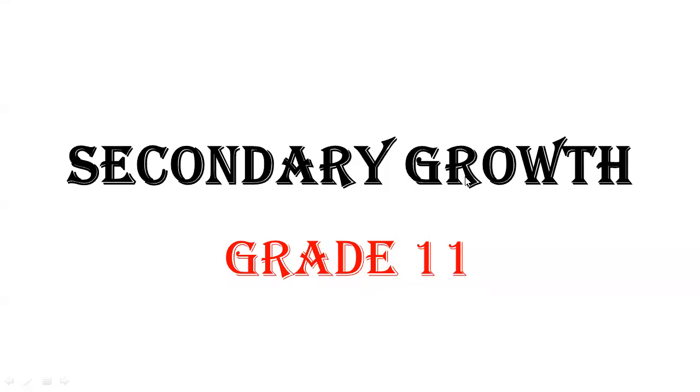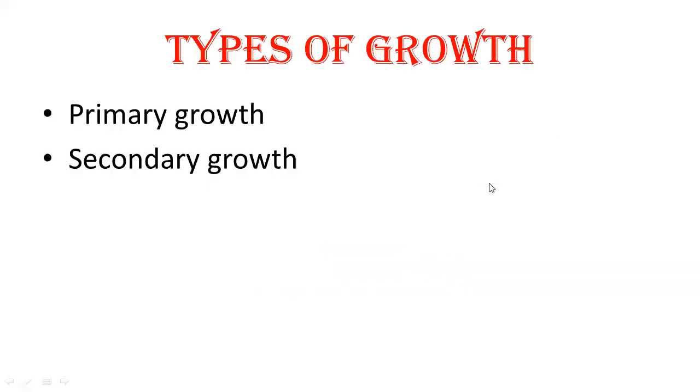Hello kids, today's video topic is secondary growth, grade 11. There are two types of growth found in dicot plants. First we talk about the dicot stem. The two types of growth are primary and secondary.